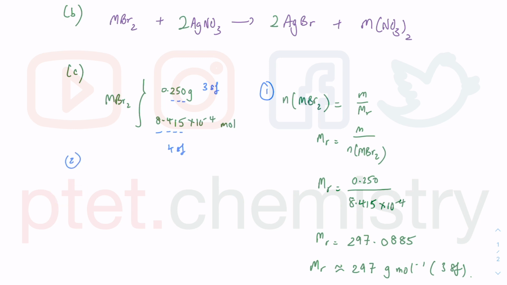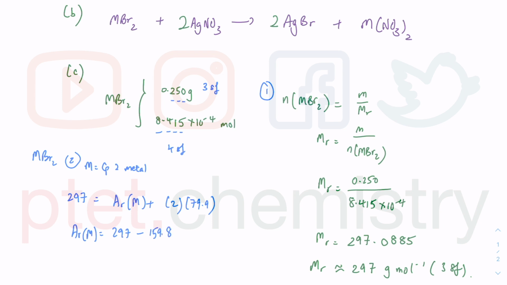Remember, M is a group 2 metal, as stated in the question earlier. We know the relative mass for the 2 bromine from the periodic table. So your MR is 297, and you have MBr2. I have the AR of M, and I have the relative atomic mass of bromine. From your periodic table, bromine is element number 35 in group 17, so that's 79.9 times 2 for the 2 bromine atoms there. So the relative atomic mass of M is 297 minus 79.9 times 2, which is 159.8. 297 take away that, I get 137.2. Look at group 2 metals, 137.2, 137.3, therefore M is equal to barium.